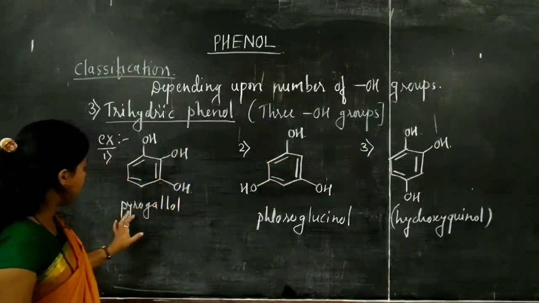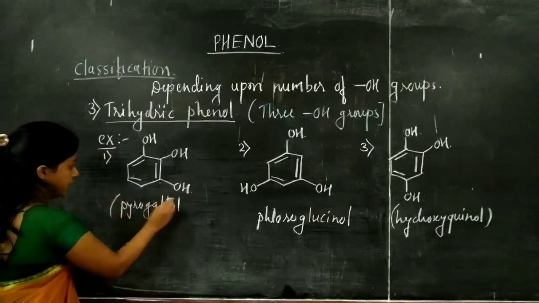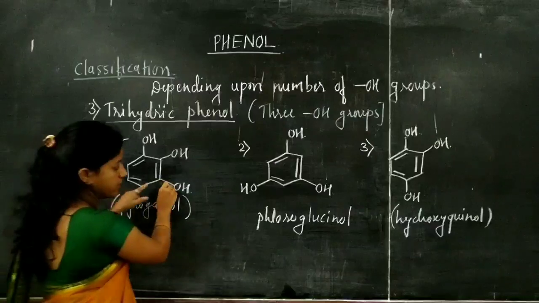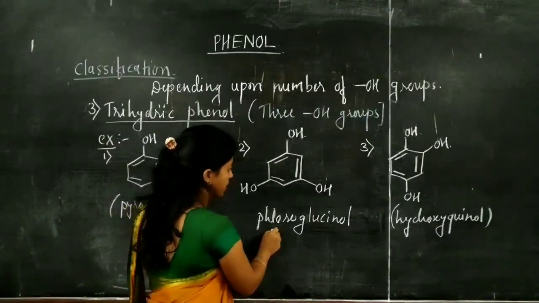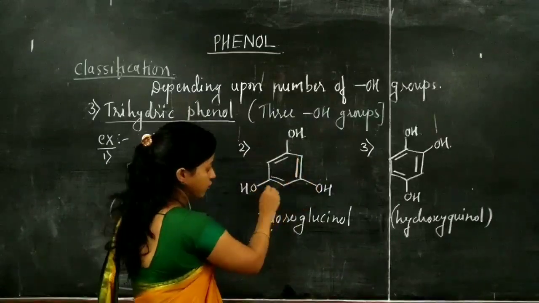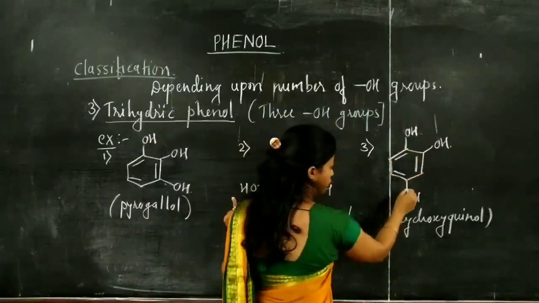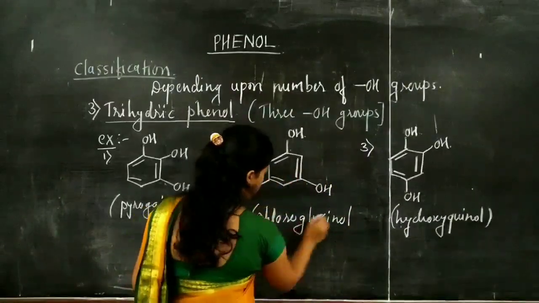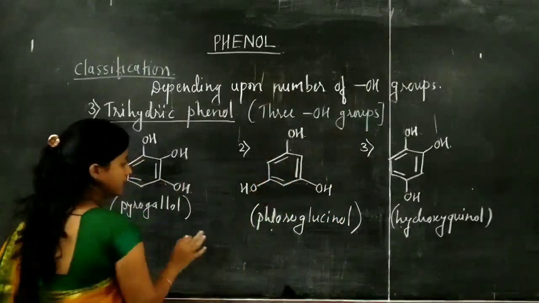Here pyrogallol is the common name where OH groups are attached at 1, 2, 3 positions, 3 OH groups. Then phloroglucinol contains OH groups at 1, 3, 5 positions. And here, 1, 2, 4 position, it is hydroxyquinol. So these are the common names.